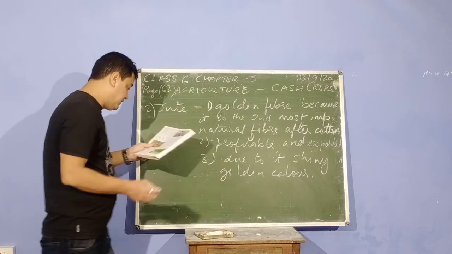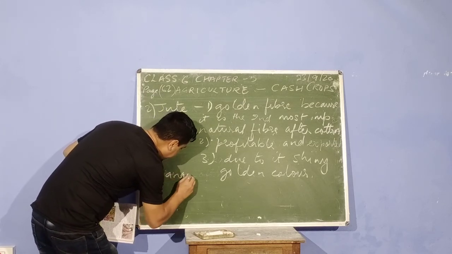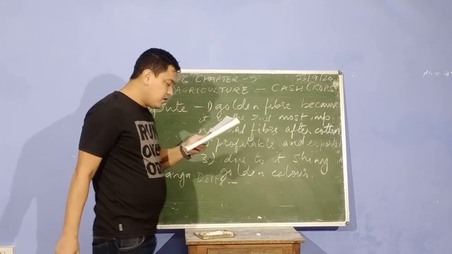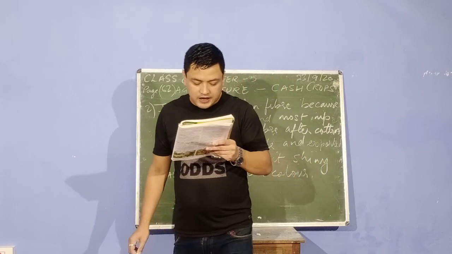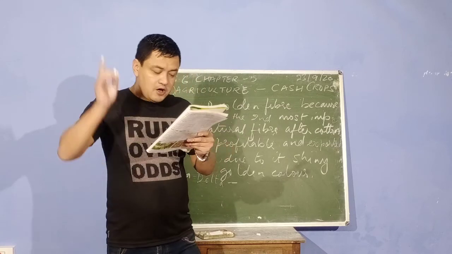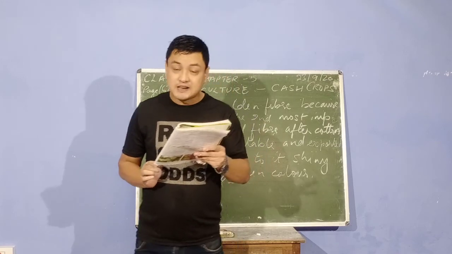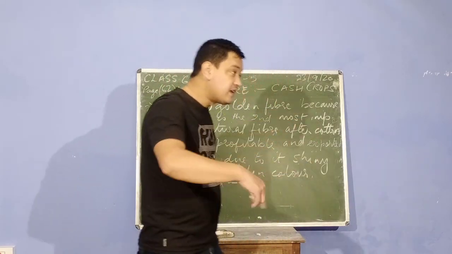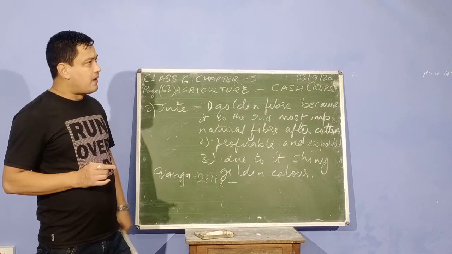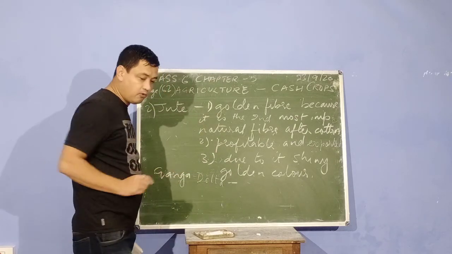Now, it is grown in the Ganga Delta region. Where is the Ganga Delta region? Wherever you find Ganga and Brahmaputra, in West Bengal, this is known as the Ganga Delta region. That is in India as well as Bangladesh along the Bay of Bengal. This area is very fertile, where jute is grown plenty.